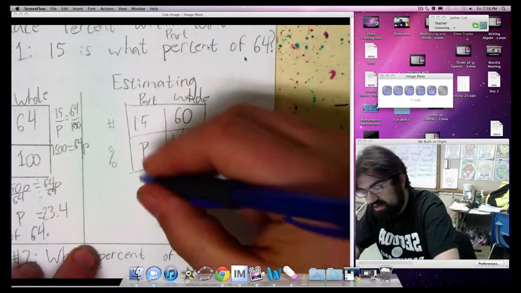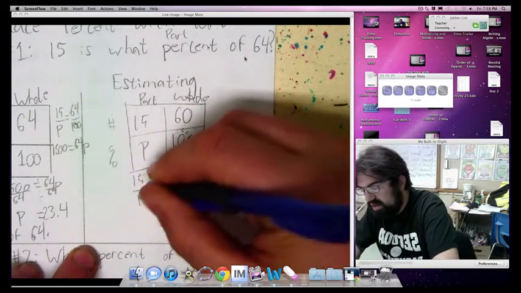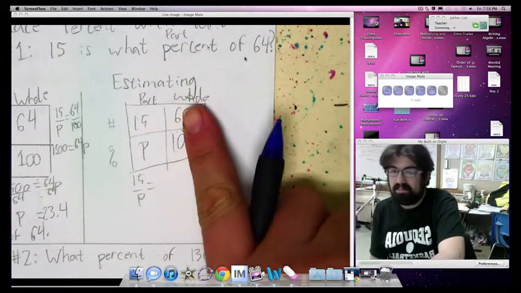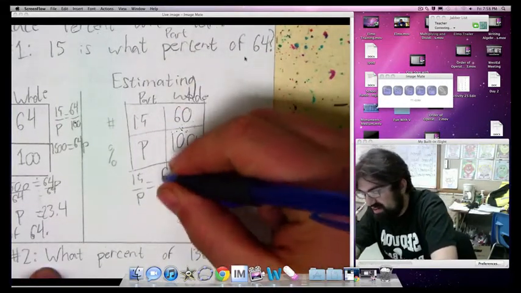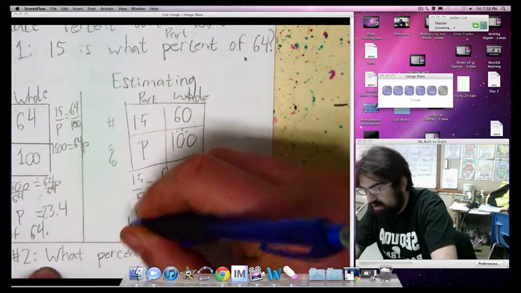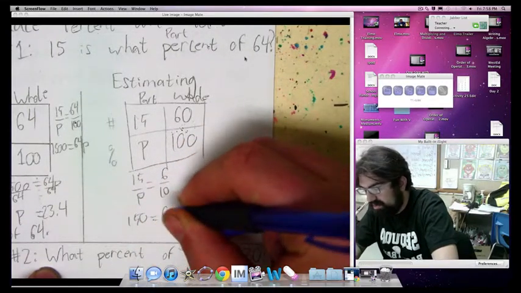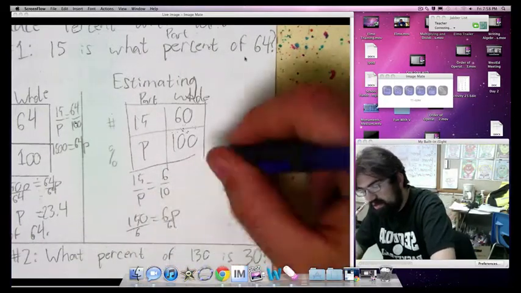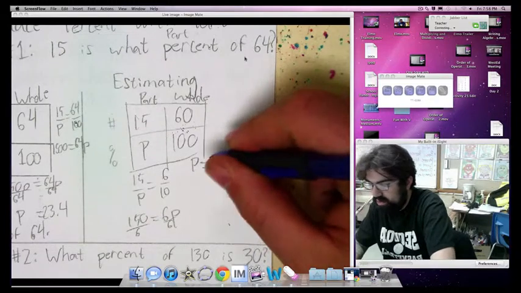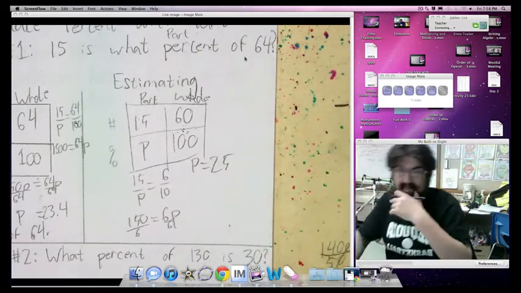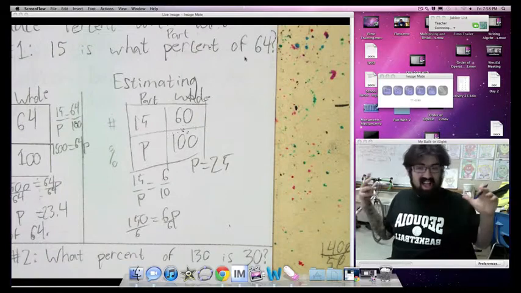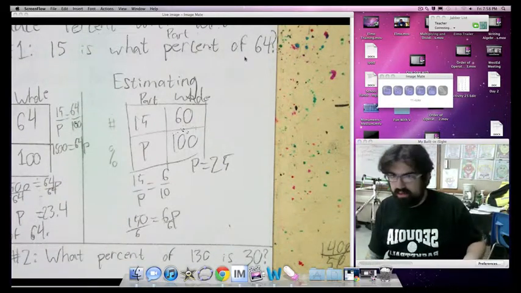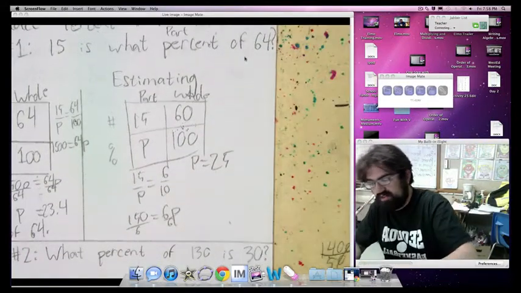Let's check it out. 15 over P is equal to 60 over 100. If I divide top and bottom by 10, this is really just 6 over 10. So 150 is equal to 6p. Divide both sides by 6. P equals 25. Do the long division, check me on that, but I'm pretty sure it's 25. Well, here's my complete sentence.